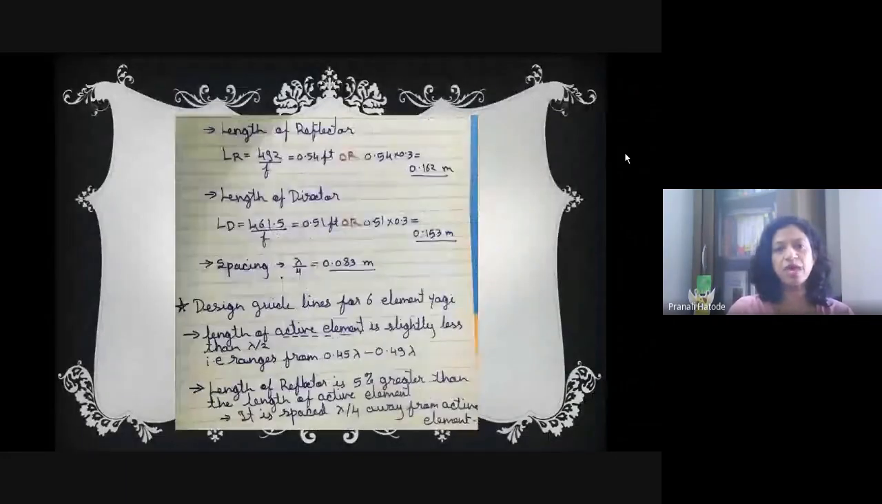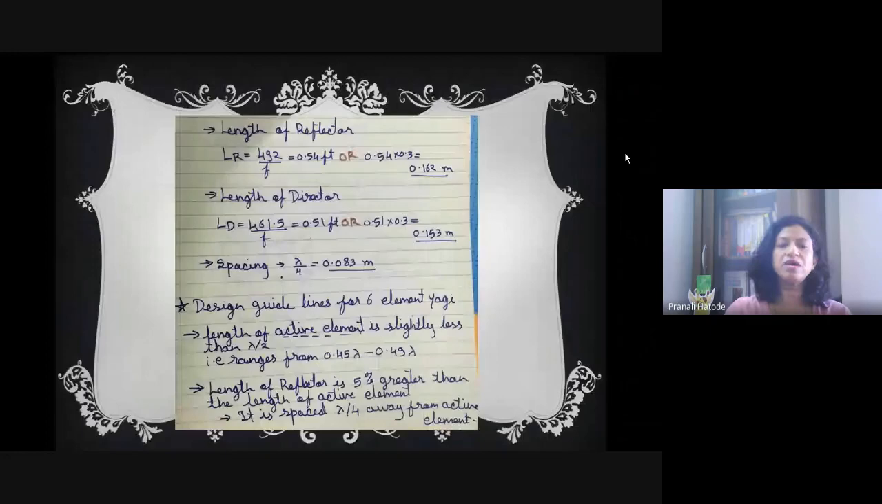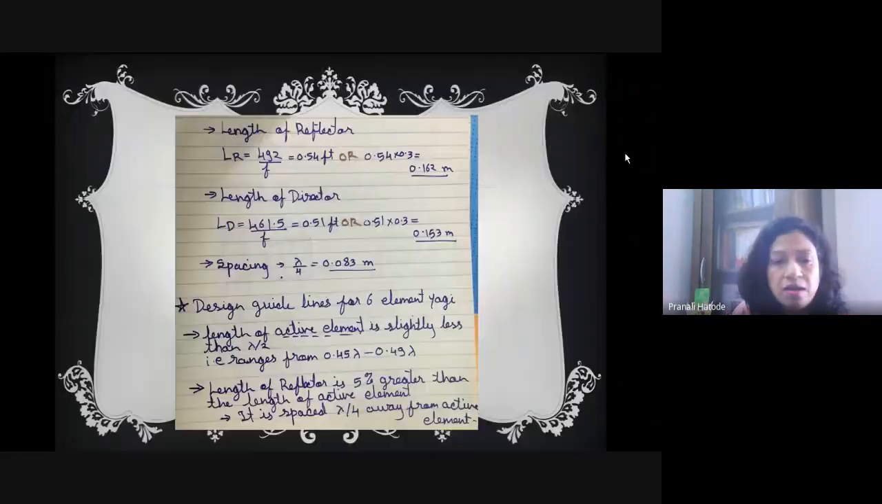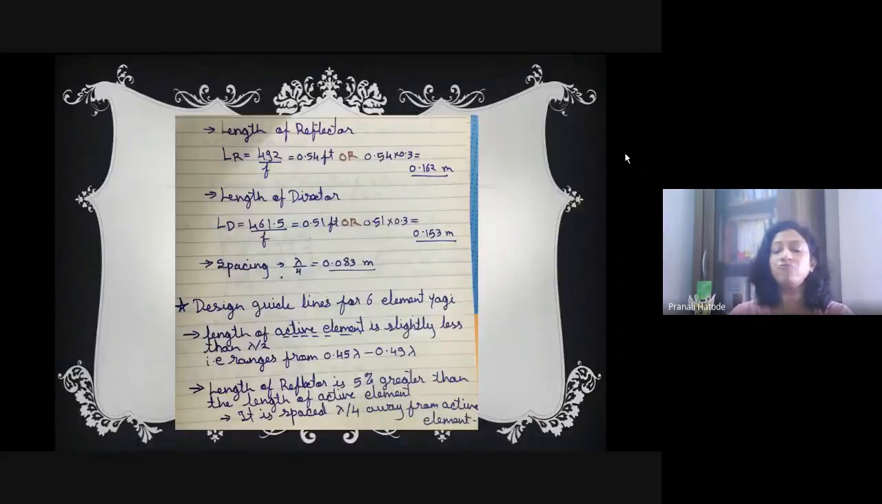So in this way I get these three lengths for the active element, reflector element, and the director, and also I get the spacing. Now let us see and understand the design of a 6-element Yagi antenna.